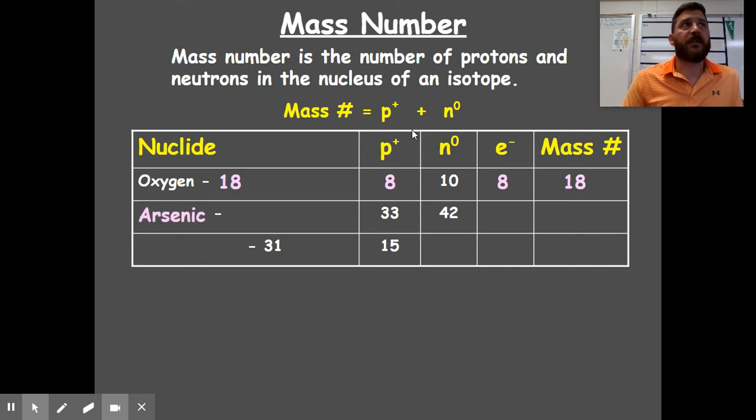So arsenic on the periodic table, its number of protons is 33. So the number of electrons is also going to be 33. And we're going to take 33 plus 42 gives us 75, which is going to be our mass number, which we're going to put right there. Same thing for phosphorus. Phosphorus is element number 15. So number of protons is 15. Number of electrons is also going to be 15. Since my mass number is 31, I do 31 minus 15, and I get 16.